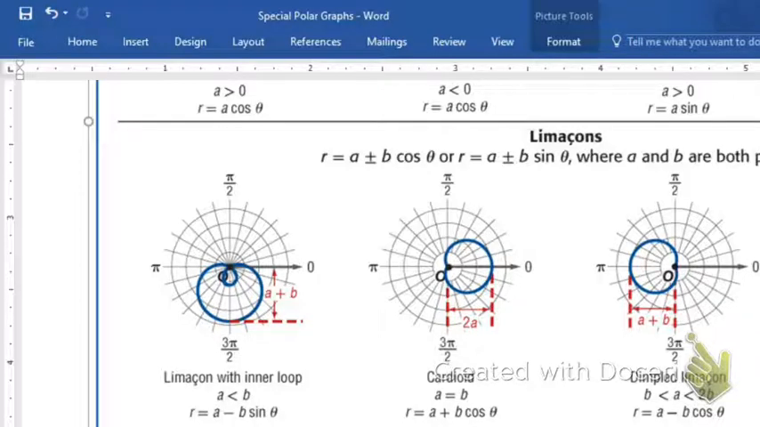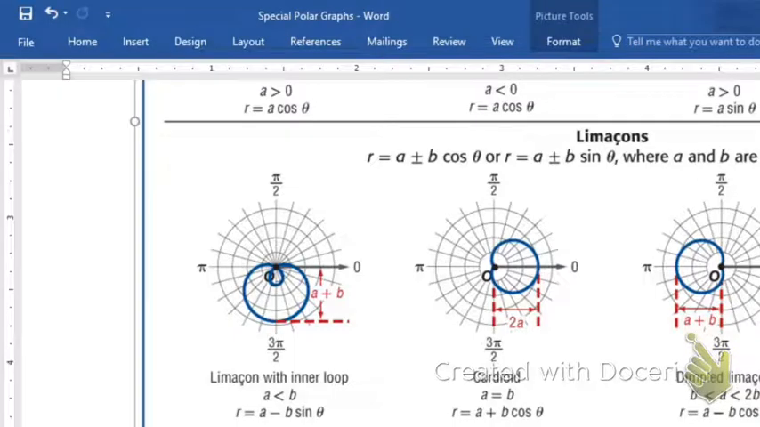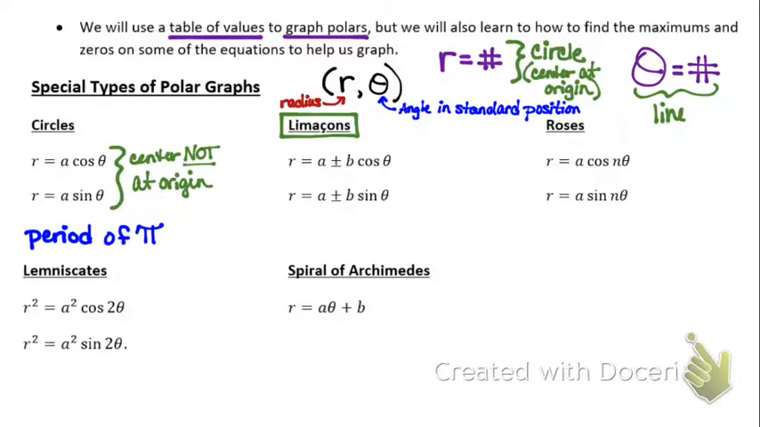And then we have a dimpled limaçon and a convex limaçon. You do not have to memorize all of these, but I want you to be exposed to all of these and know that they do have slightly different names. These are 4 different types of limaçons. Important things to know about our limaçons: these have a period of 2 pi.